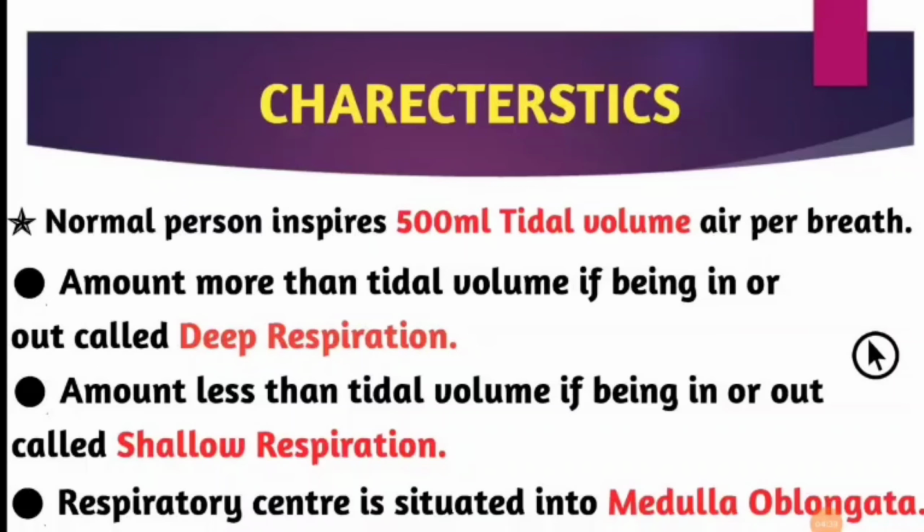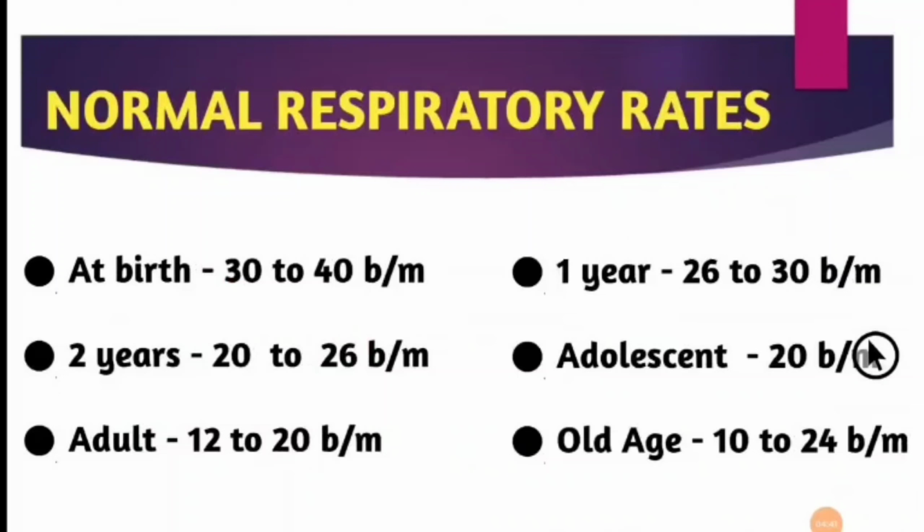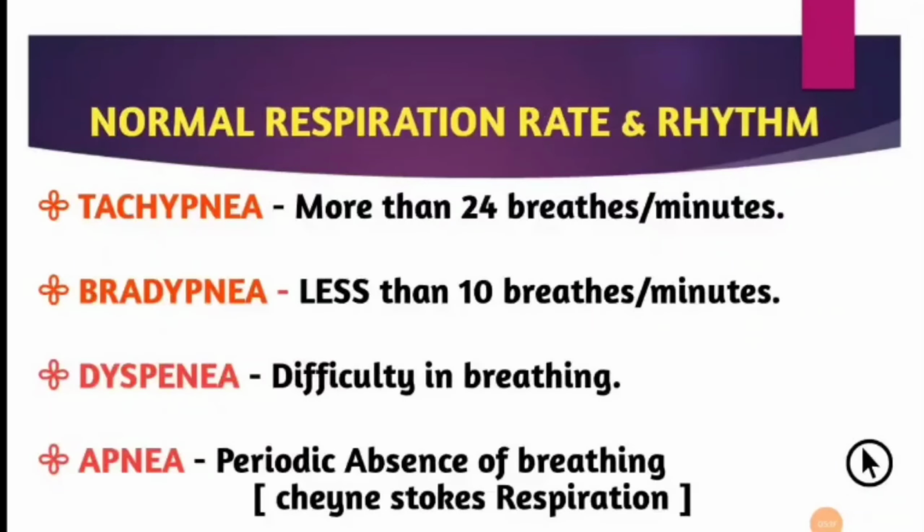Next one is normal respiration rates. At birth 30 to 40 breaths per minute. At 1 year 26 to 30 breaths per minute. At 2 years 20 to 26 breaths per minute. In an adolescent 20 breaths per minute. In an adult 12 to 20 breaths per minute, and in old age 10 to 24 breaths per minute. Clear? Okay.